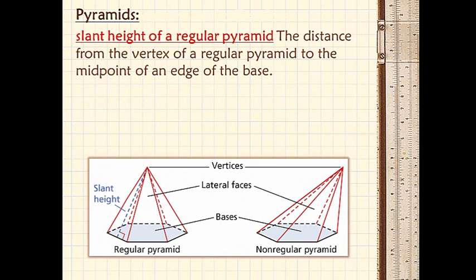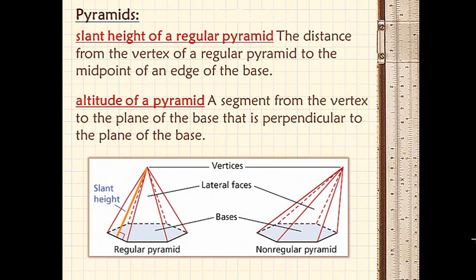The slant height of a regular pyramid is the distance from the vertex to the midpoint of an edge of the base. So the slant height here runs from the vertex all the way down the side to the edge of the base. The altitude of a pyramid is the segment from the vertex to the plane of the base, and that it's perpendicular to the plane of the base.